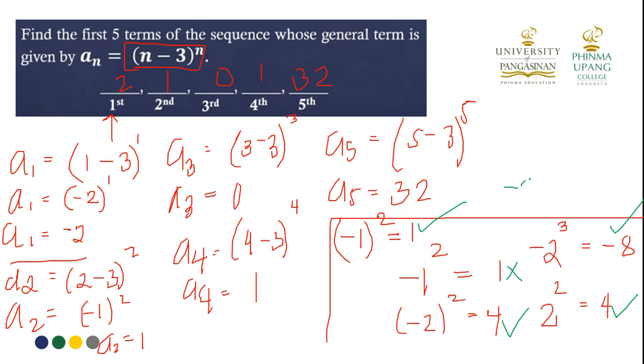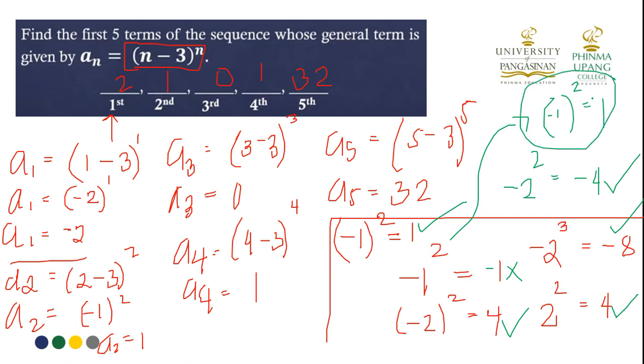How about this last one? What is negative 2 raised to 2? Negative 4. So, negative 4 is correct. So, yung mali nyo lang is ito. So, paano siya magiging positive 1 if you have a parenthesis? Okay? What is the answer in negative 1 raised to 2? 1. Gets po? Yes, sir.